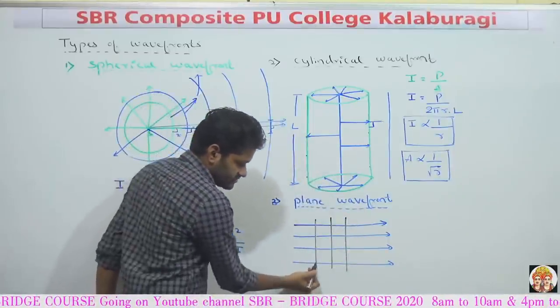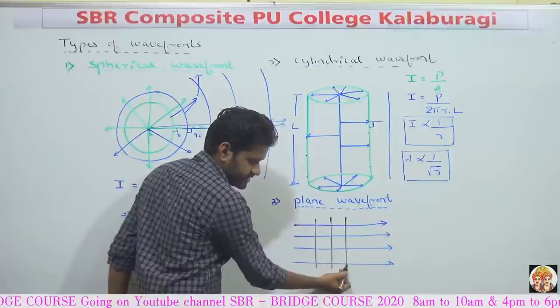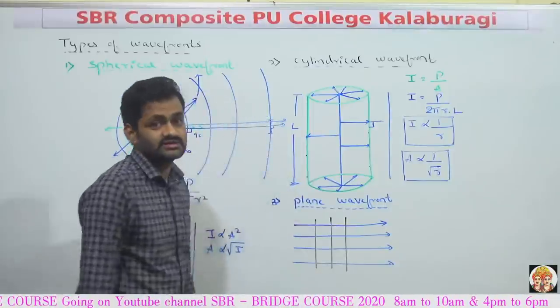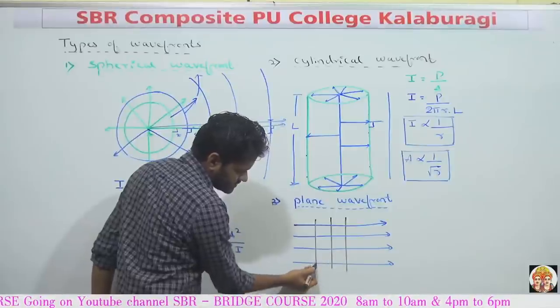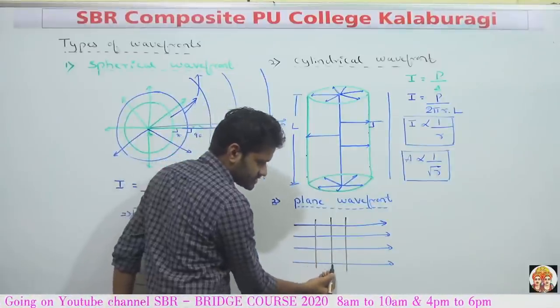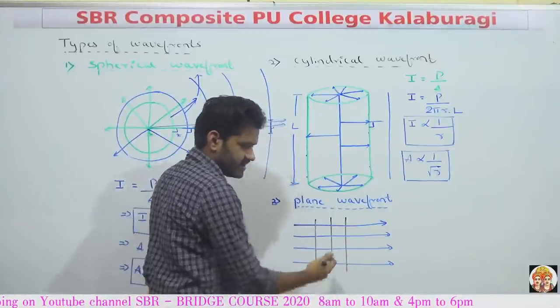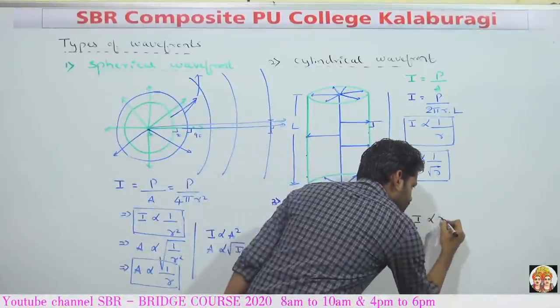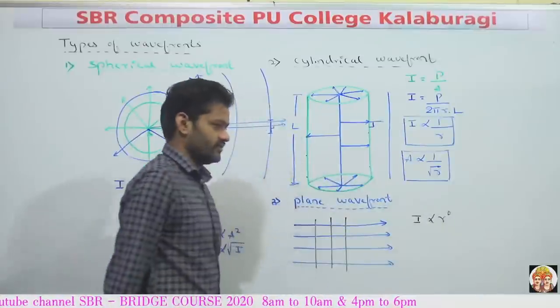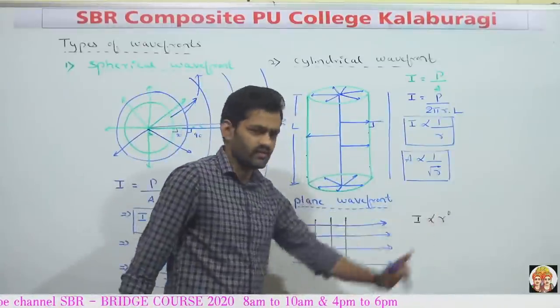Here, intensity at this point, at this point, and at this point will be the same. Why? Because, see, how many lines are passing here through this first wave front? 4. Here also 4. Here also 4. Intensity will not change here. Intensity is directly proportional to r to the power 0. R to the power 0 is nothing but 1.